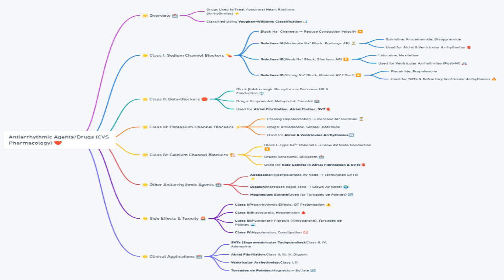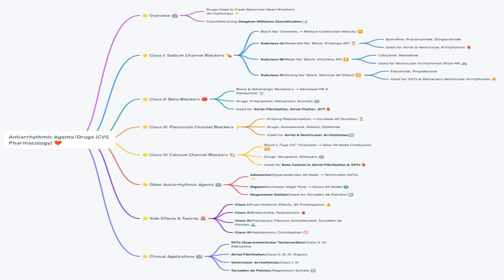torsades de pointes. And with class 1B, it's a weak sodium channel blockade that leads to decreased APD, and you can think of lidocaine, mexiletine, and phenytoin. Its effects: it shortens repolarization and decreases ERP, and it's used in ventricular arrhythmias, especially post-MI, and its side effects could lead to CNS toxicity, leading to seizures and confusion.